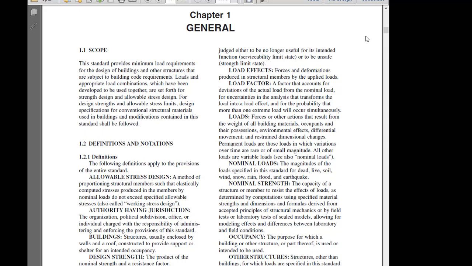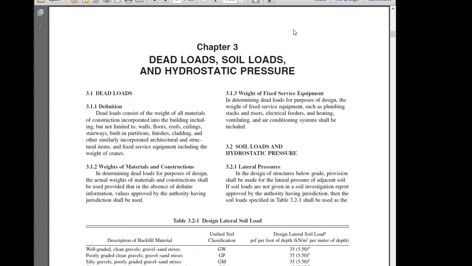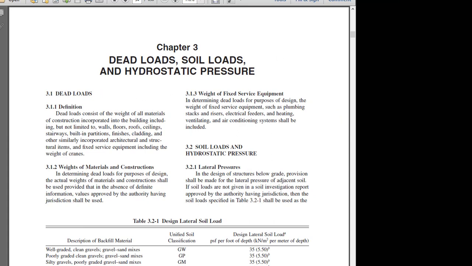So now let's continue to look through this document and look through what the definitions of each of these different types of loads are. And we'll start with chapter 3, which is dead loads, soil loads, and hydrostatic pressure. And we can see here the definition for dead loads states that dead loads consist of the weight of all materials of construction incorporated into the building, and they provide examples. The main point here is that dead loads are permanent loads.